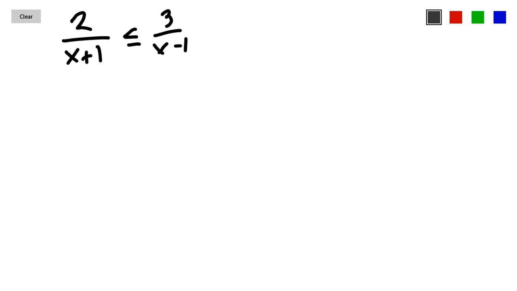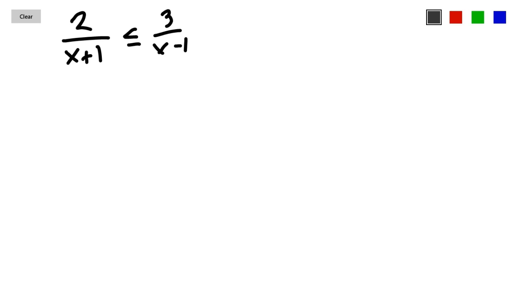I have 2 divided by (x plus 1) is less than or equal to 3 divided by (x minus 1). This one's going to be a little bit more involved, and the first thing that we have to do is convert this inequality into a single fraction is less than or equal to 0.